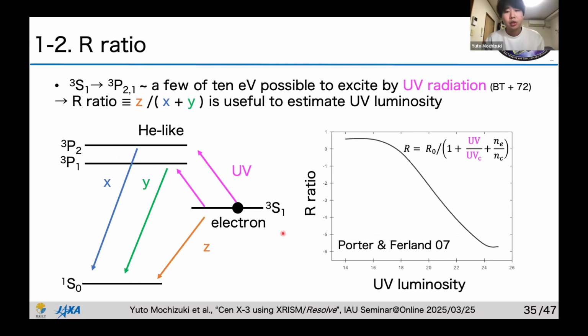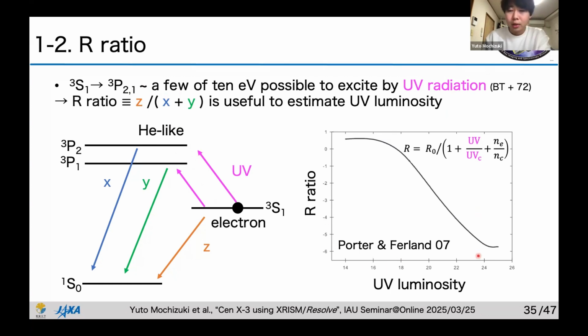Okay, one method to estimate UV luminosity is by using the R ratio. The R ratio is defined as the intensity of the forbidden line over the intercombination line intensity. For iron, the transition energy from 3s1 to 3p2 or 1 is a few tens of electron volts, which makes it possible to excite the line from this level to this level by UV radiation.